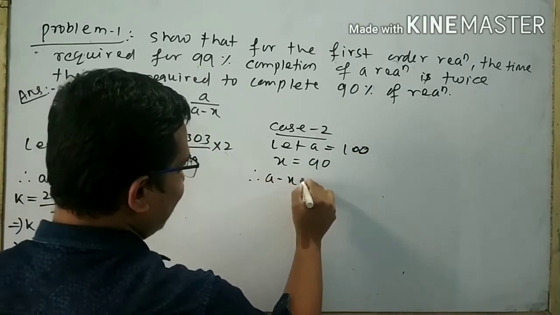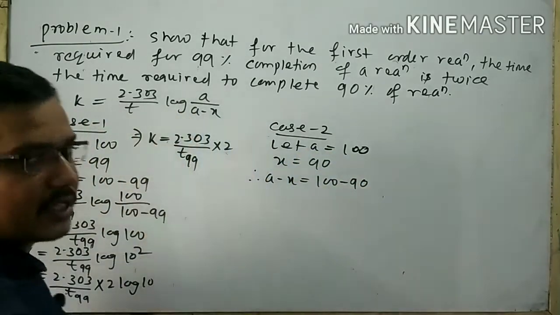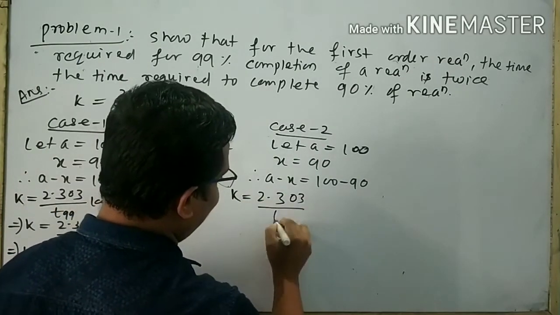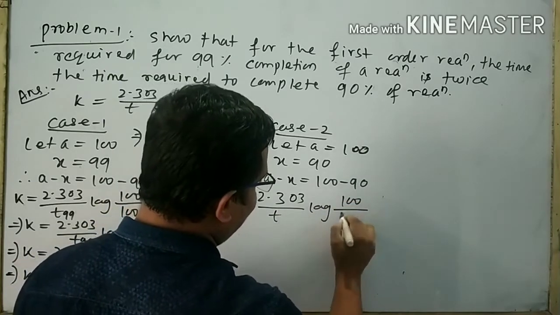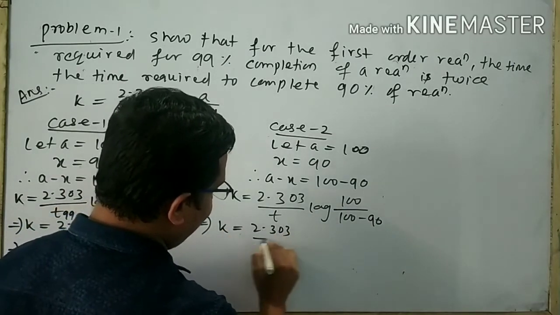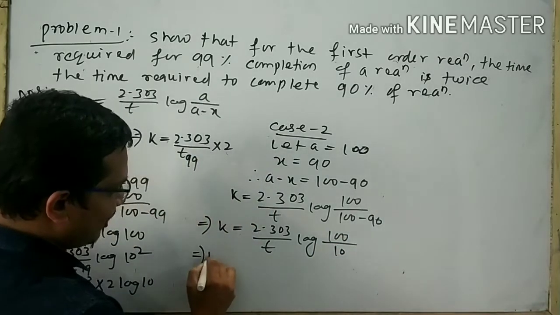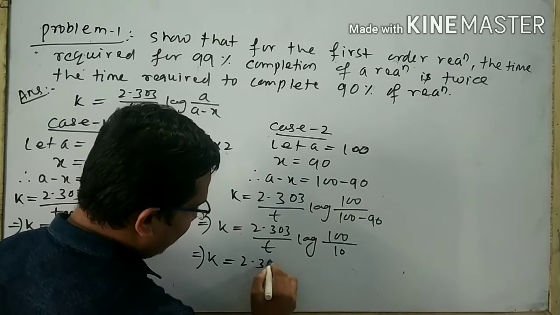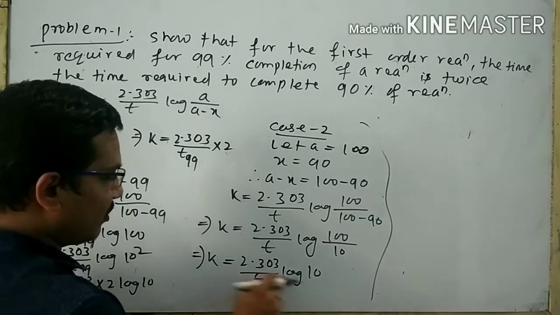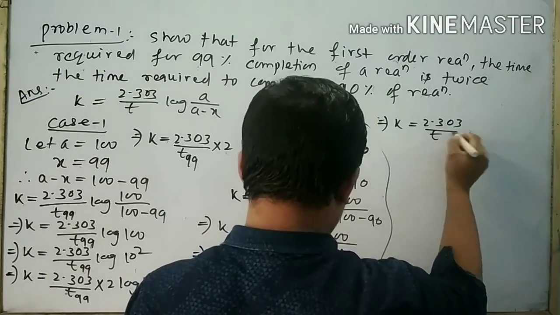Therefore, A minus X is equal to 100 minus 90. Now put the value of A and A minus X in this equation. Then we can write K is equal to 2.303 divided by T log of 100 by 100 minus 90. That means K is equal to 2.303 divided by T log of 100 by 10, that is K is equal to 2.303 divided by T log 10. The value of log 10 is 1, so we can write K is equal to 2.303 divided by T.